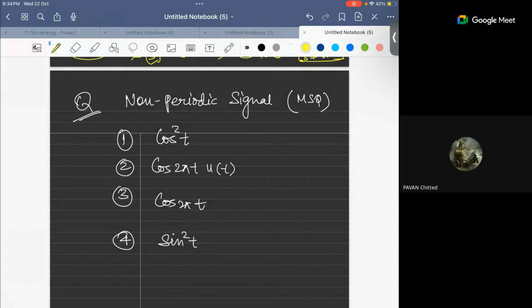Which of the following is non-periodic? Sir, the third one. Absolutely right. In this signal you can see u(t) is multiplied, so how can this be a periodic signal? Everything else is periodic. Does anybody have any doubt in this?